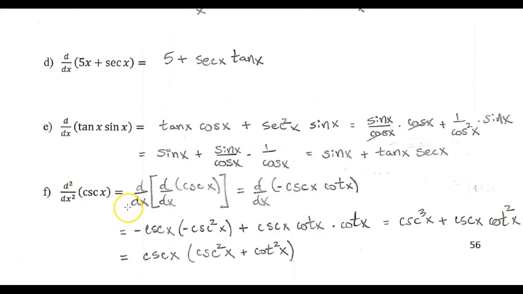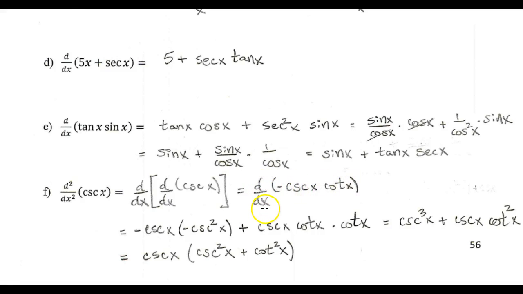In the last part of this example, part F, I want you to find the second derivative, right? d squared by dx squared of cosecant x. So this notation means find the second derivative. The second derivative is the derivative of the first derivative. So the first derivative of cosecant of x is minus cosecant x cotangent of x, which you memorize.